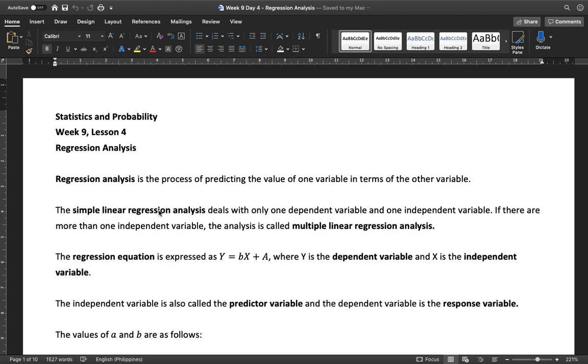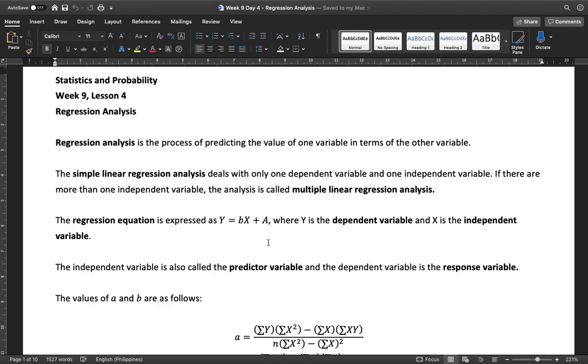Kasi maraming types din kasi ng regression eh. Merong linear, may exponential, like yung pag-predict nung cases ng coronavirus, exponential yon. Okay? So, very neat na gagawin yan. Simple na. Linear lang tayo. So, the simple linear regression analysis deals with only one dependent variable and one independent variable. If there is more than one independent variable, ang tawag natin dun ay multiple linear regression.